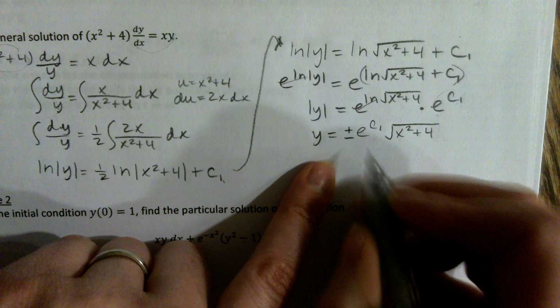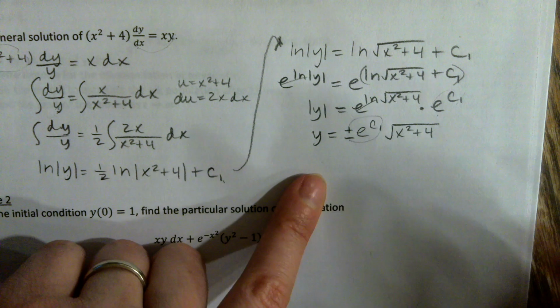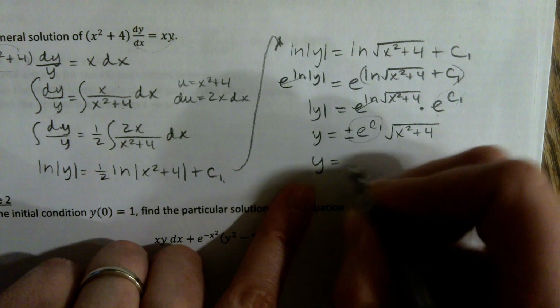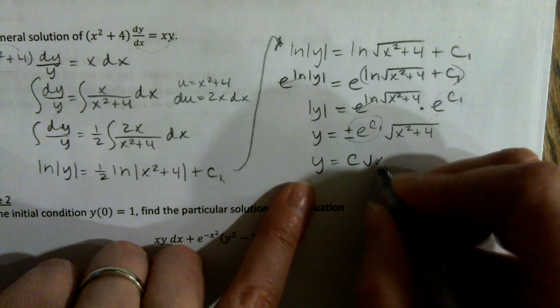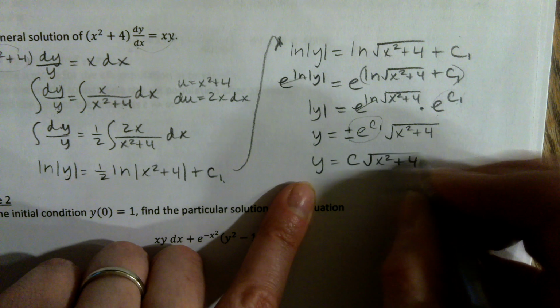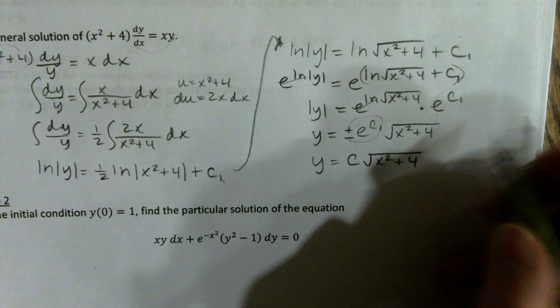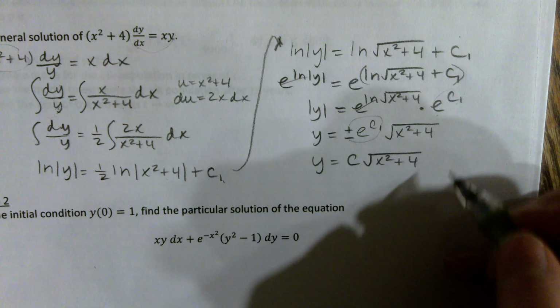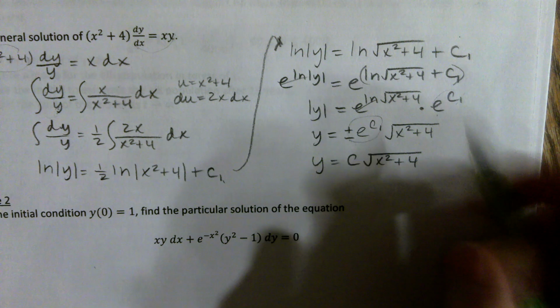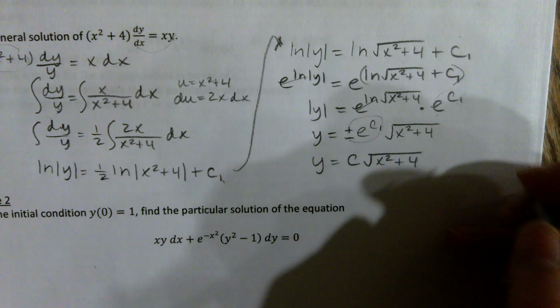And basically, I'm going to kind of absorb all of this as just one constant and just call it c times the square root of x squared plus 4. So I know in the past we've always had that plus c at the end. And now that we're using e like this and we're having to log both sides or exponentiate both sides, it's definitely changing some things.